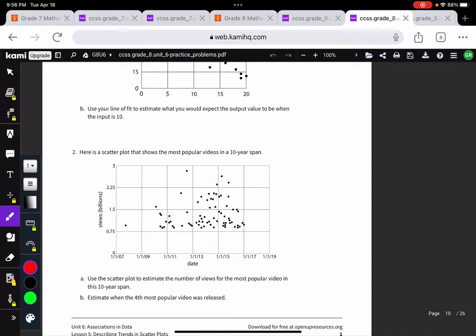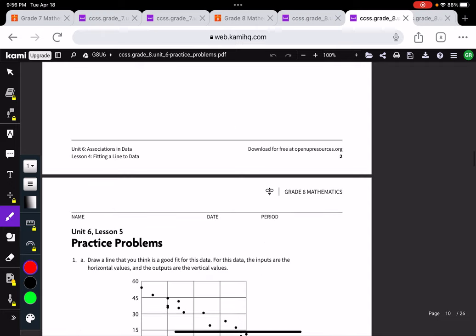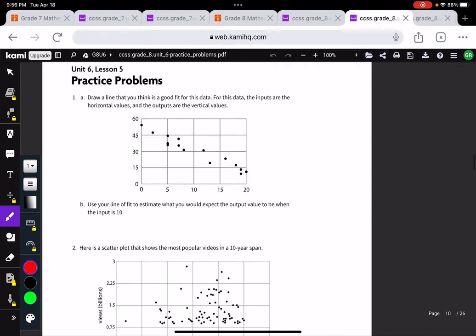Hey guys, that's about it for that lesson. It's really just practicing what good models look like. So Unit 6, Lesson 5, practice problems are your homework tonight. I'll knock out a couple for you, and then you can finish the rest.